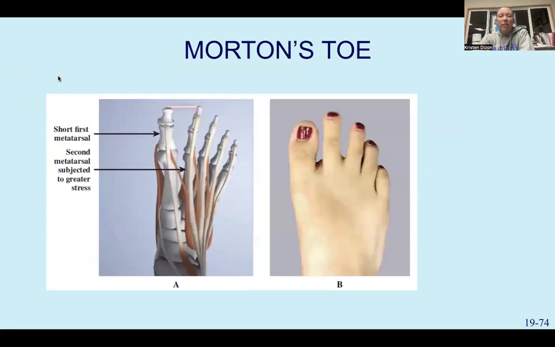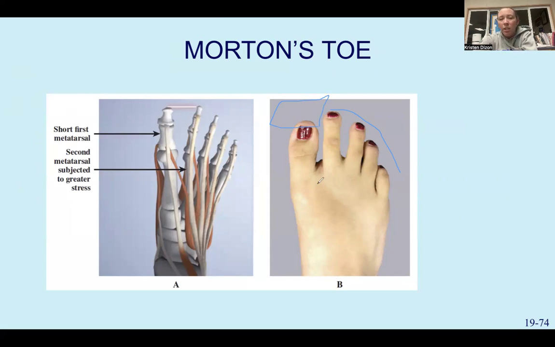Okay, the next thing is Morton's toe. I'm sure you've all seen someone whose second toe looks way longer. It's actually not the second toe being longer, because if you look here, you can see these toes are in line. It's this being shorter that's the problem. So the first toe is actually too small. The first metatarsal is smaller than the second, which causes this deformity.